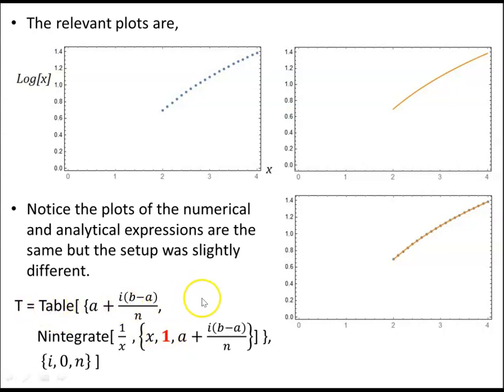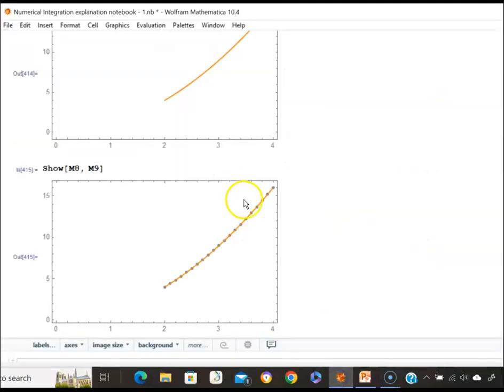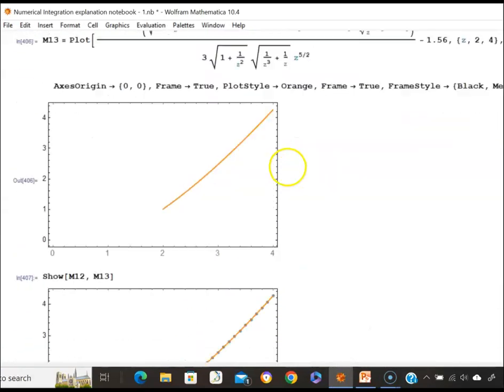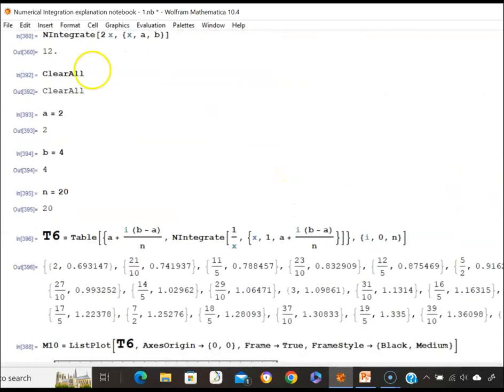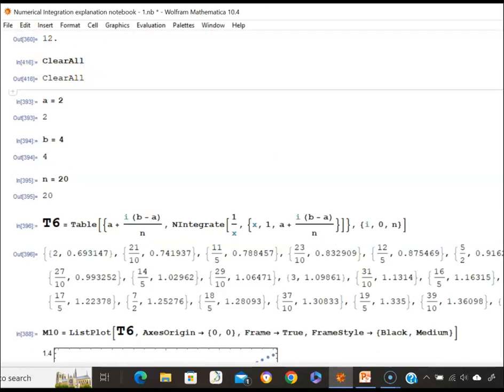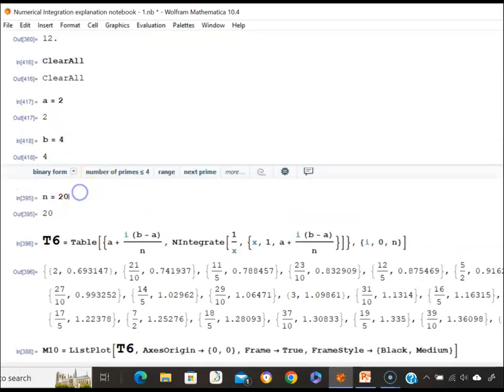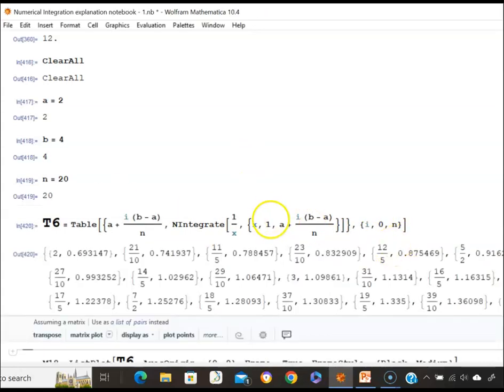Anyway, just be aware of that, and to show you that, I was going to get up Mathematica again. Here we are. Let's just go down. Where has my 1 on x gone? There it is. All right, so again, clear all variables. A is 2. B is 4. N is 20. Here's our table. Notice the 1 in there. There's some values going off the screen here. Sorry about that.